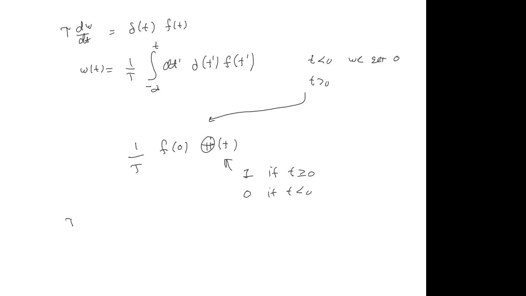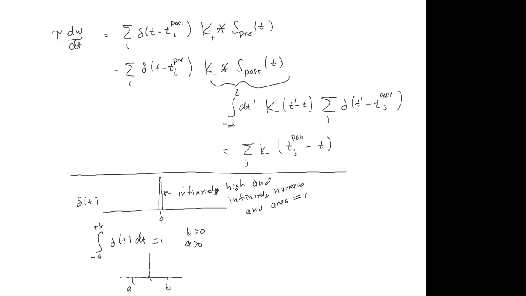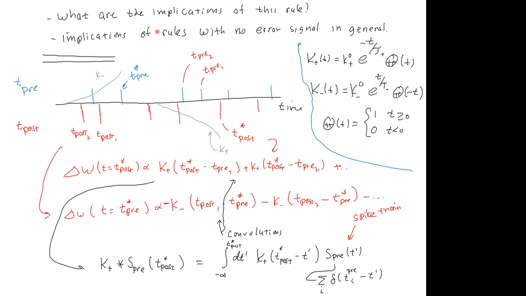And so if we have tau dw dt equals delta of t minus t_i times f of t, it's the same thing. We have to integrate across t_i to pick anything up. And when we do that, that implies w of t equals f at t_i, it's the only place the delta function is non-zero, over tau times theta, t has got to be greater than t_i, okay? So in some sense, you integrate a delta function, you get a theta function. And that's why these differential equations, which give you a jump every time there's a spike, are equivalent to these discrete equations, where whenever there's a postsynaptic spike, we just add these terms together. Whenever there's a presynaptic spike, we just subtract these terms.